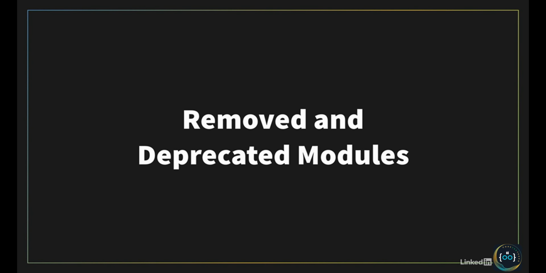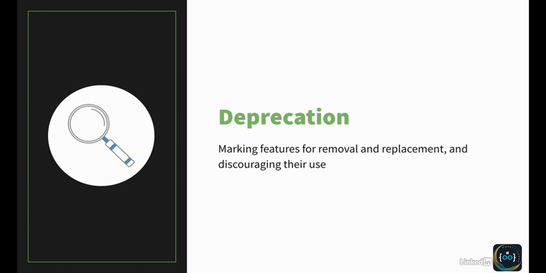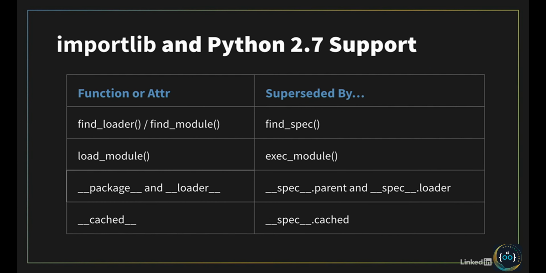Python 3.10 has an amazing amount of module improvements. But what about module removals and deprecations? We'll start off by talking about the language features that have been deprecated. Deprecation means marking features for removal and replacement, and discouraging their use. So what's been deprecated this release of Python?